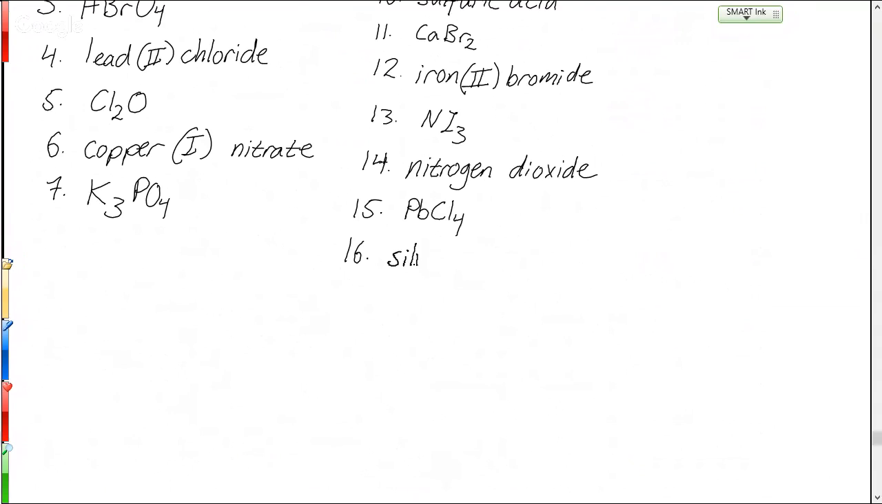16 is silver chromate. We don't need the parentheses there because silver is always +1. So that's one of those exceptions with the fixed charge. 17, copper 1 oxide. Again, don't be tempted. That formula makes it look like you want to call it copper 2 oxide because of the little 2. But the charge on each copper atom is 1, not 2. So we actually call that copper 1 oxide.